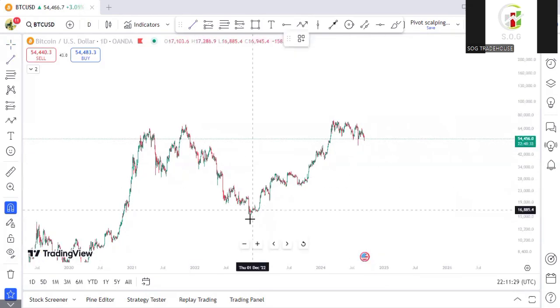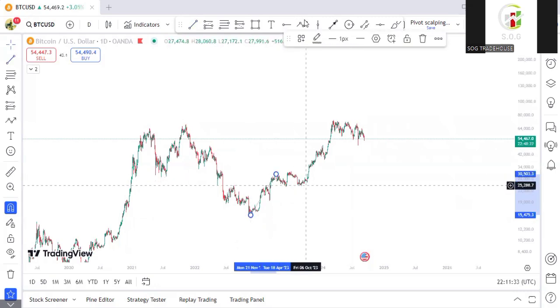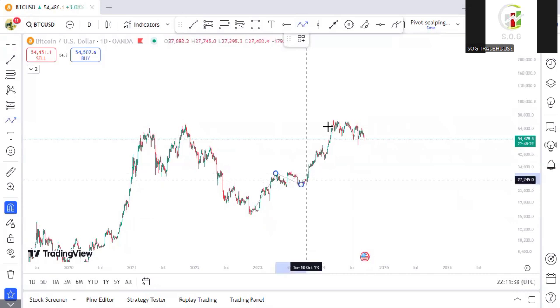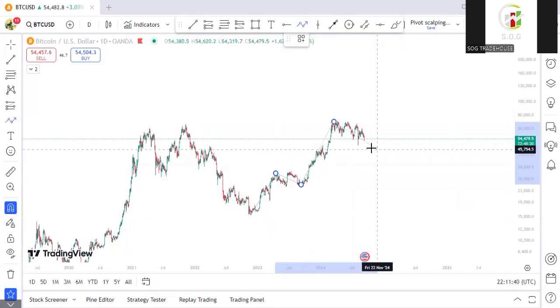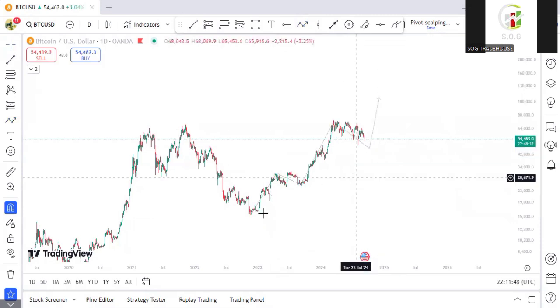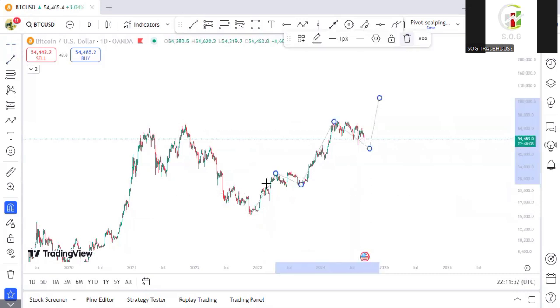There's a low here, high, low, high. So what are we anticipating? Another low to take out this high and create a new high. So let's delete this and connect our trend line.